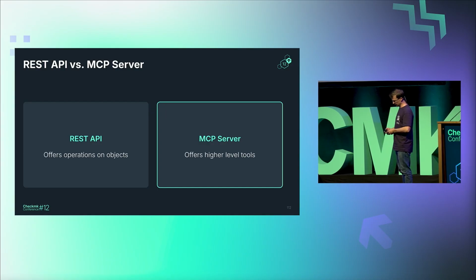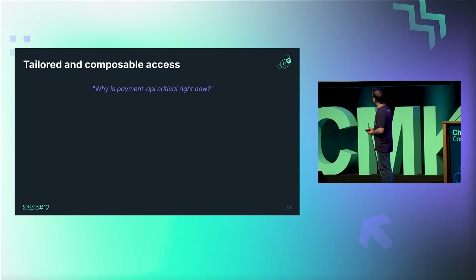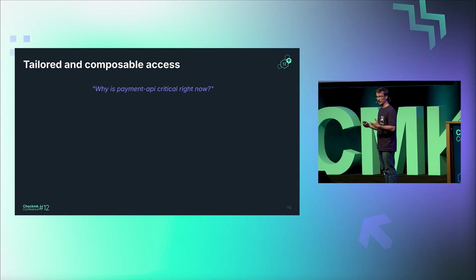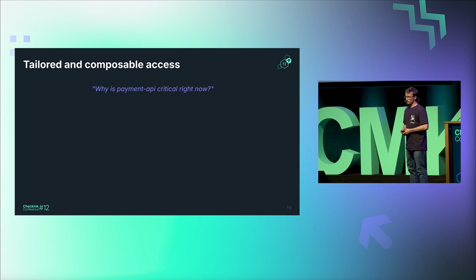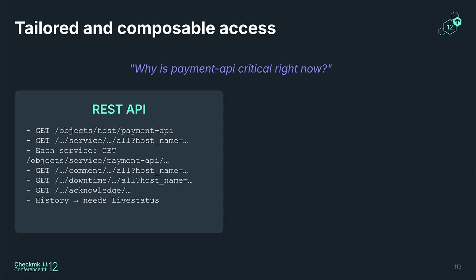So let's go into a more concrete example. Let's take back one example we had in the demo before. Let's assume we have a question like, why is my payment API critical right now? And if you would use the REST API to answer that question, you would pull together a lot of data from different endpoints. Get the host state, get the service states of multiple objects, and then you combine that somehow and do something with that. And typically, this is done via some script. Maybe you wrote it yourself. Maybe you did that via some automated tool.